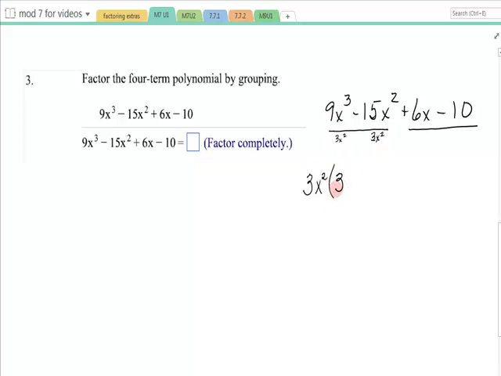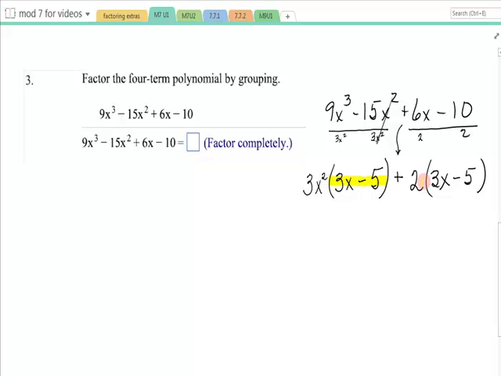3 goes into 9 3 times. Subtract the exponents, and you get just x. 3 goes into negative 15, negative 5 times. The x squareds completely divide out. I can close parentheses. Remember to always bring down the sign between them. What will go into 6 and 10? The answer is 2. 2 goes into 6x, 3x times. 2 goes into negative 10, negative 5 times.